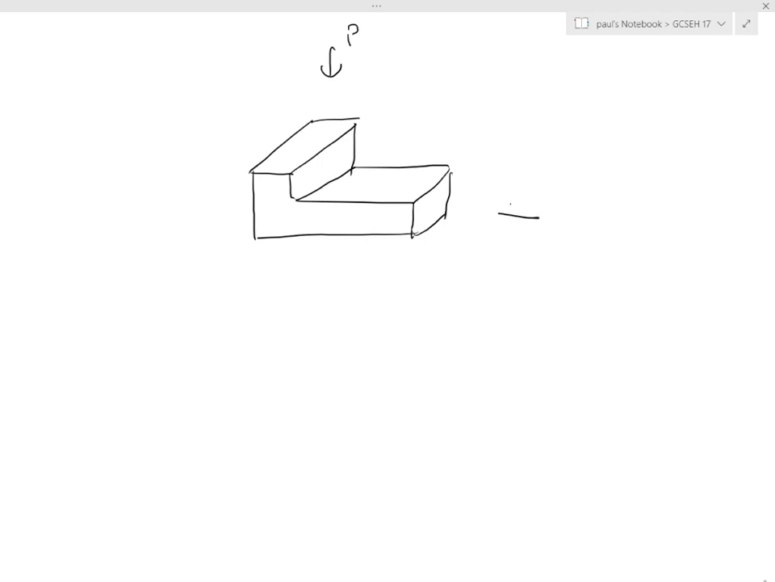So the first geometric shape we're going to look at is sort of L-shaped. So we've got plan, we'll call that the front elevation, and we'll call this the side elevation. So the plan, we are going to see the plan, I'll do that down here. We'll see that bit at the top, and then we'll see the other flat bit there.